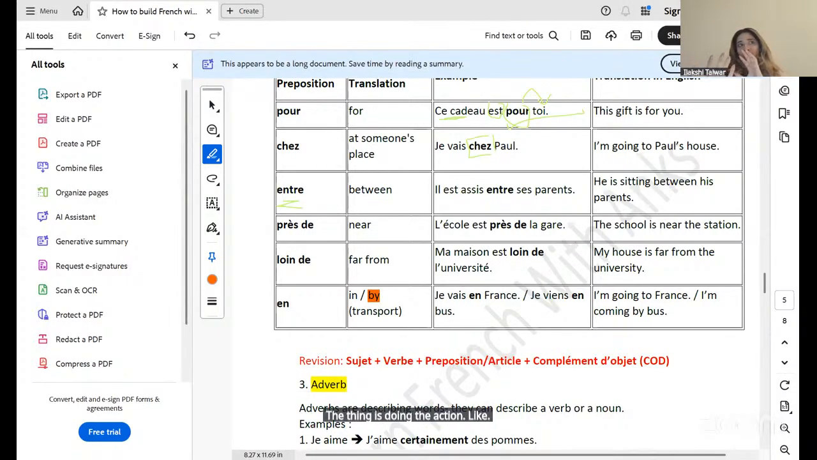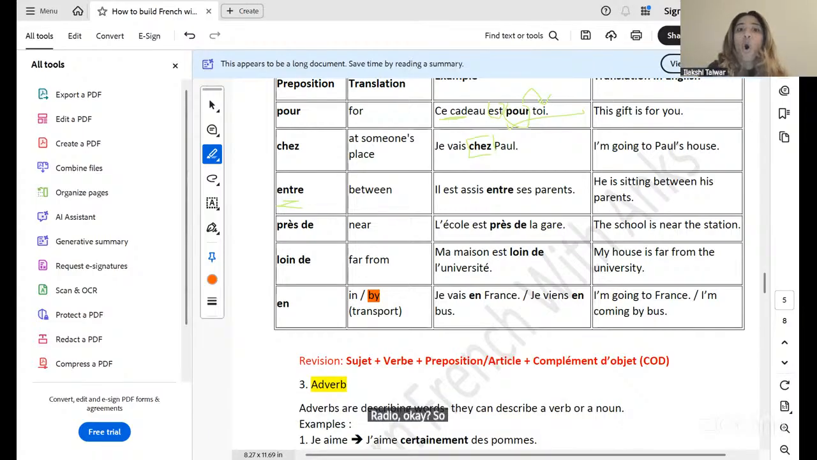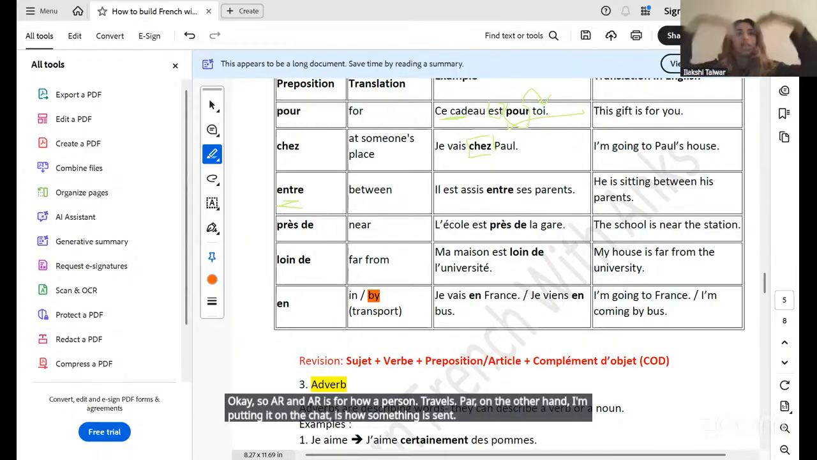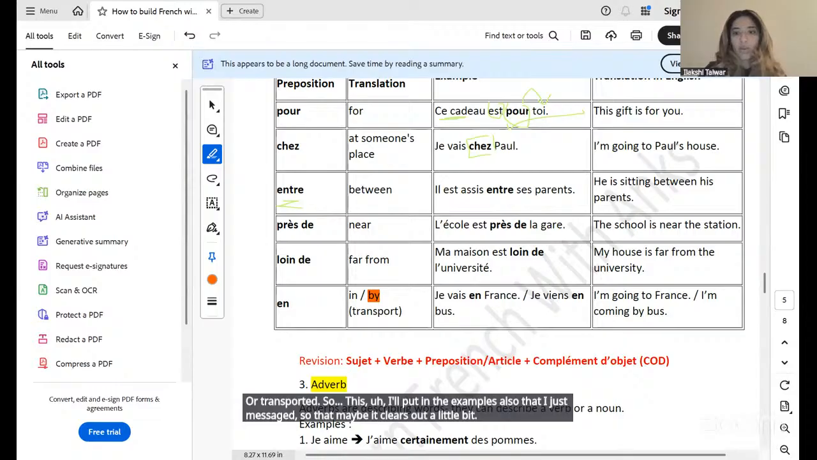If I want to say the package was sent by plane, now the action is being done by the plane. So that translation would be "le colis a été envoyé par avion", or the message was transmitted by radio, that is, "le message a été transmis par radio". So "en" and "à" is for how a person travels. "Par", on the other hand, is how something is sent or transported. I'm putting the examples in the chat so that it clears up a little bit.